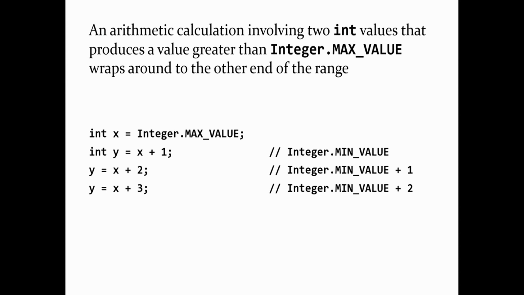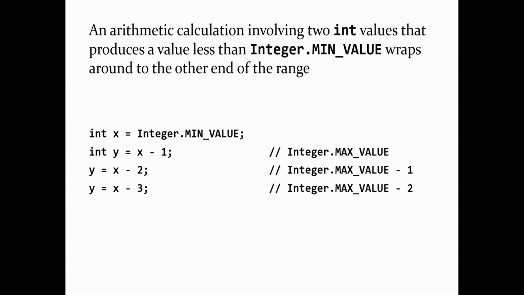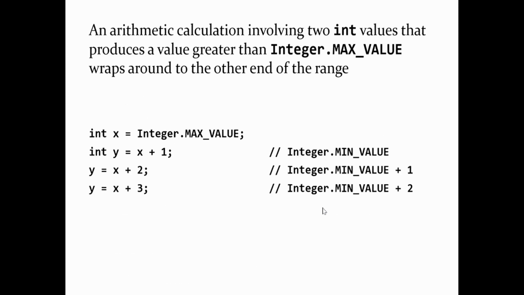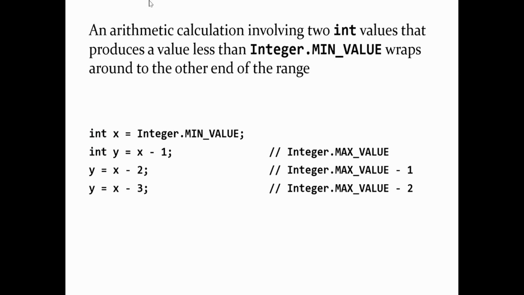Subtraction works the same way, except you fall off this end. If I start at integer min value and subtract 1, you fall off the end and come back to the other side. So you end up at integer max value. The same thing happens with multiplication. If I take 2 positive values and multiply them and they're bigger than this, you wrap around and you just keep on adding the remainder that wraps around to this value here.